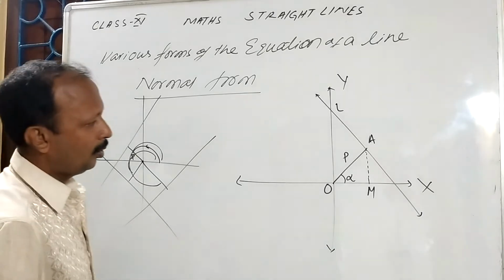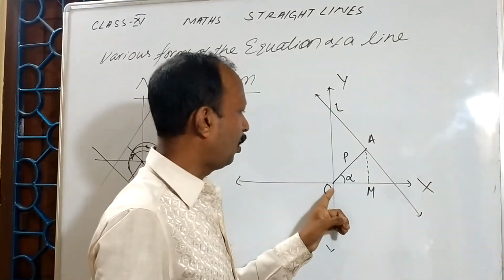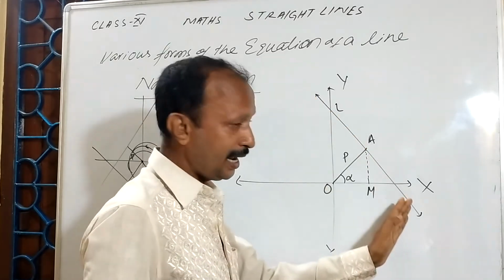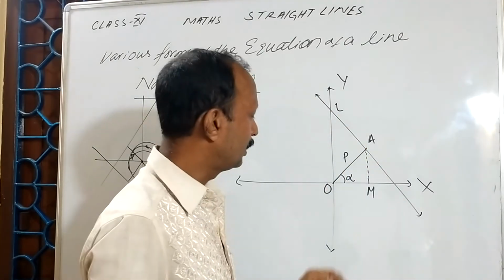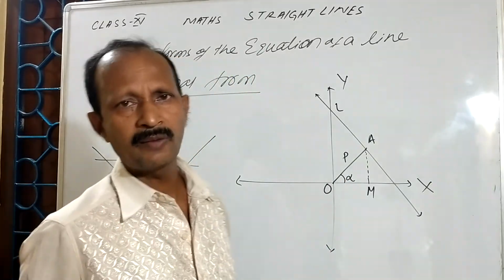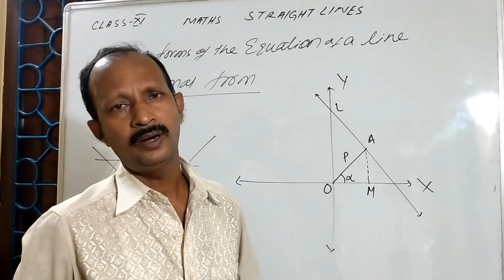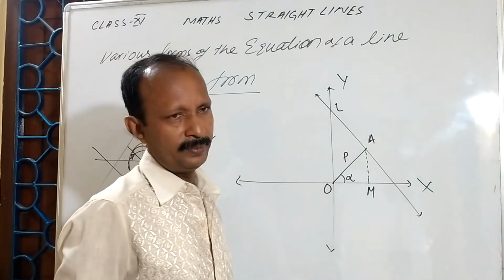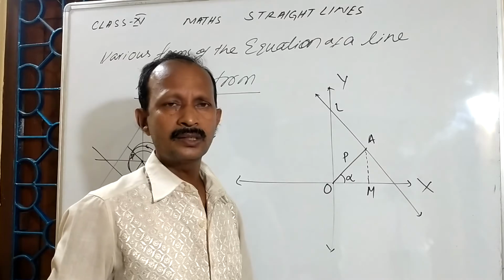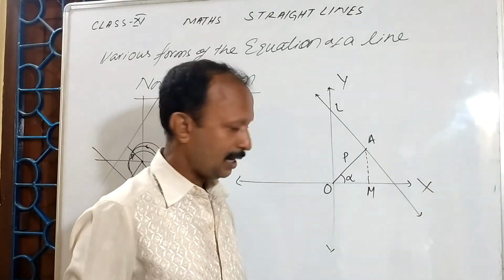Okay. So this normal or perpendicular drawn from the origin to the line L is given, that is OA. At the same time, the alpha, that means the angle the normal makes with the positive direction of the x-axis, is also given. By taking these conditions, how can we find the equation of a line?